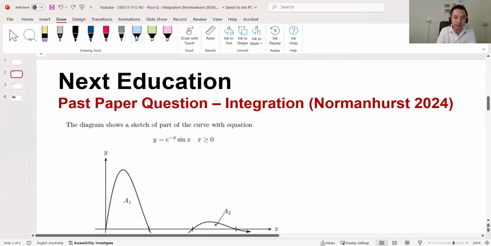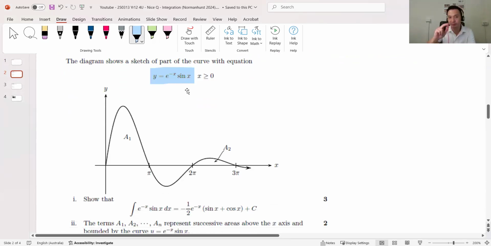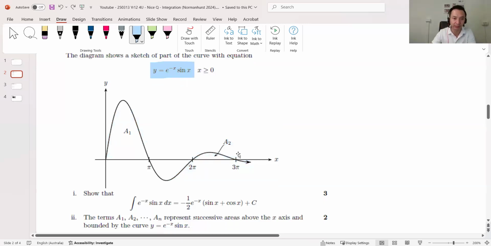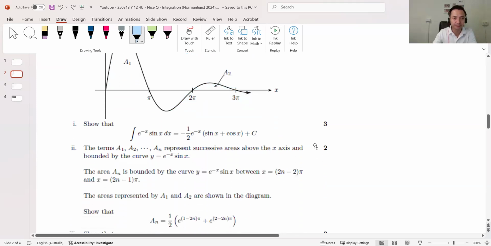All right. So Normanhurst boys, let's have a look. So the diagram shows this graph, right? Which looks like a sine curve, but because it's multiplied by e minus x, which is slowly going to 0, the amplitude sort of decreases every time you go about the wavelength, right? So, okay, pretty straightforward so far.